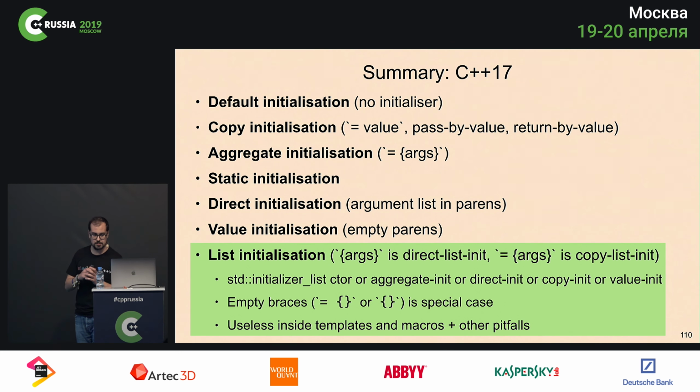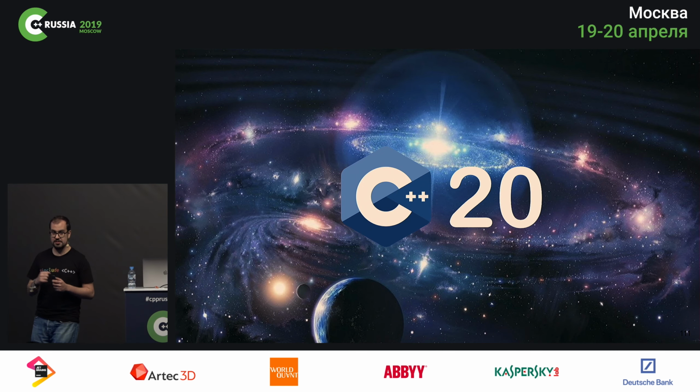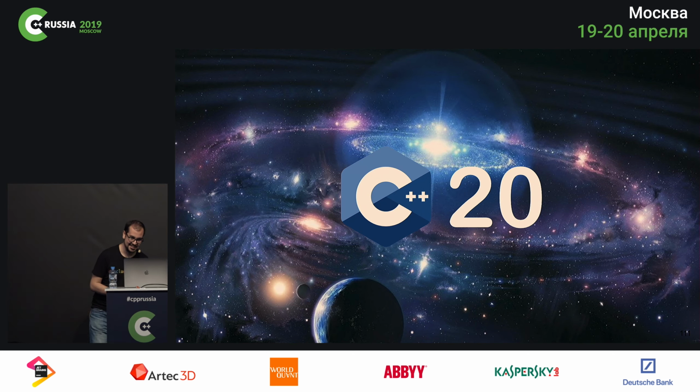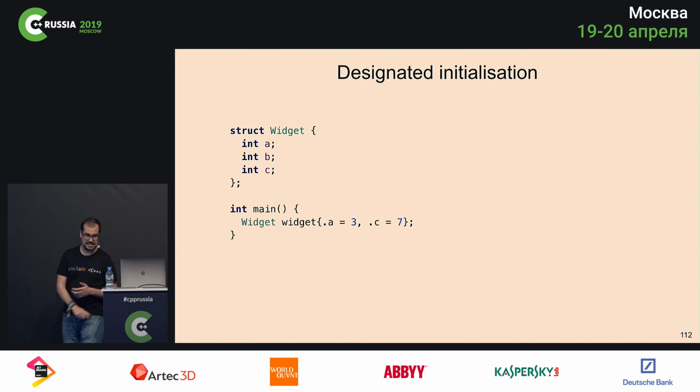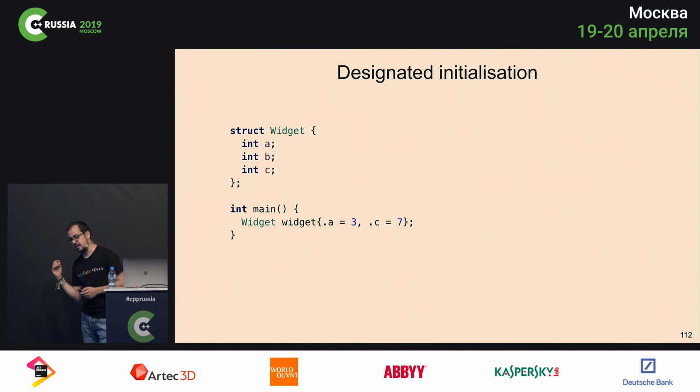All right, so we have 10 minutes left, so I can talk a little bit about the future. C++20, the new upcoming standard, which is hopefully going to be released next year. And of course, in the new C++20 standard, we have a new way of initializing objects. It's called designated initialization. This was introduced in C99, and now we also get it in C++.